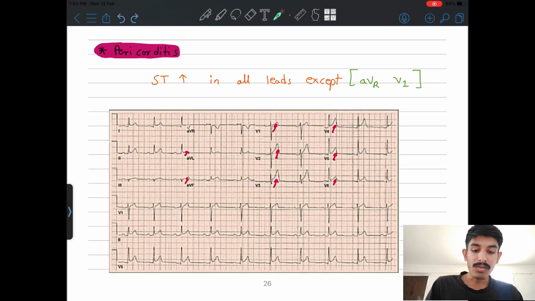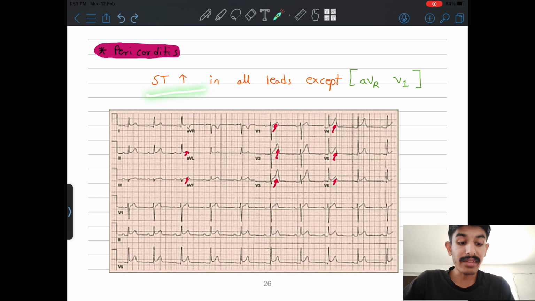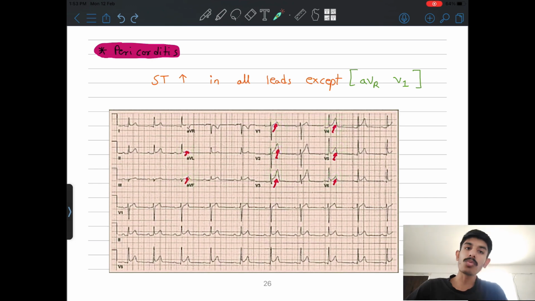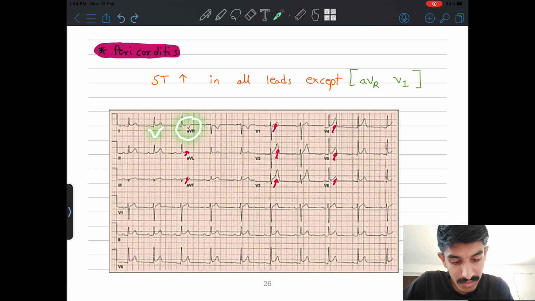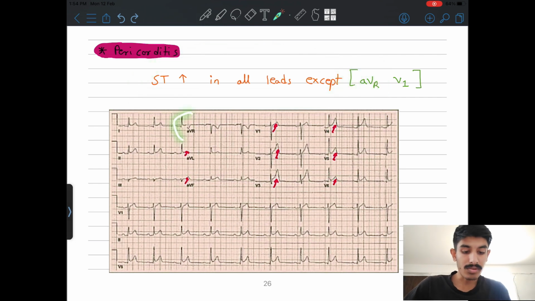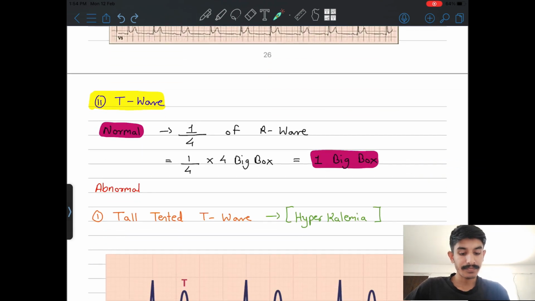So now, the next part is pericarditis. What is pericarditis? ST elevation in all the leads except AVR. So just look, elevation is there, elevation, elevation, elevation, elevation, elevation. As you can see, almost everywhere there is ST elevation, but as you can see here it is downward. So as we say, ST elevation in all the leads except this one, AVR. In AVR it is downward, so we'll rule in pericarditis.